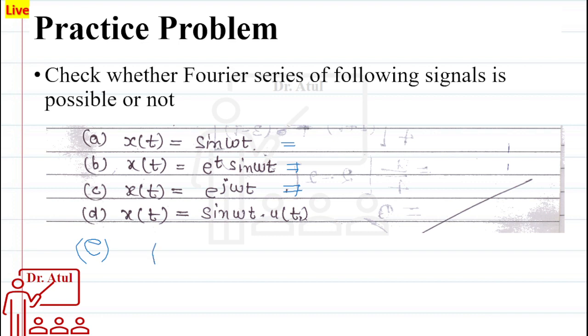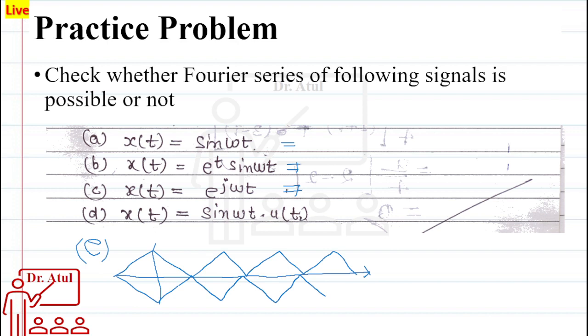One more question I am giving here. One signal is like this. This is one, this is two, this is three, this is four, and this is zero, and before zero also the same, minus one. So this kind of signal is available.